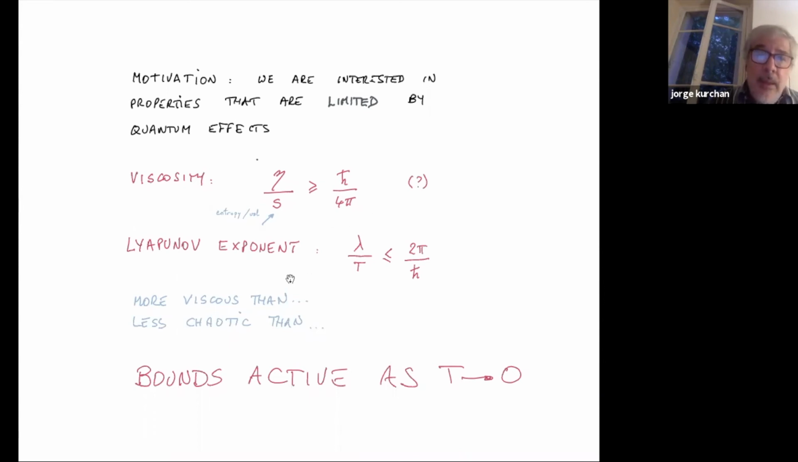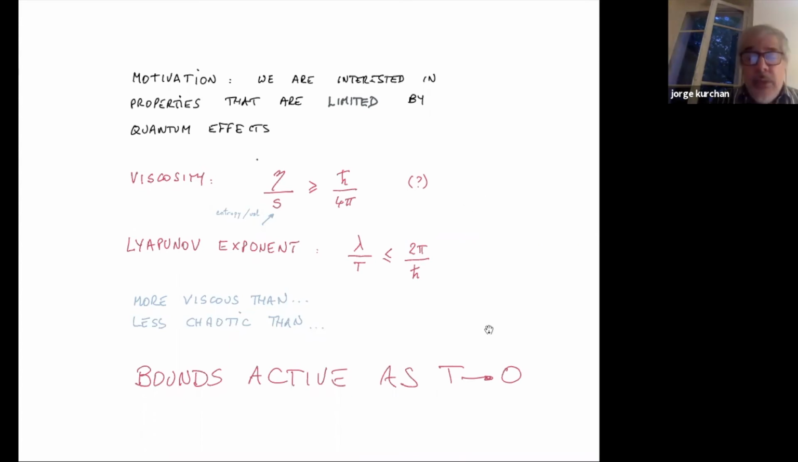More recently, there was this bound on the Lyapunov exponent, which was defined on the basis of a definition that was introduced by Larkin and Ovchinnikov many years ago. And Maldacena, Shenker, and Stanford proved this bound, so that the Lyapunov exponent divided by the temperature has to be smaller than something. I must say that the first bound, I don't know what its status is. The second one is proven. The first one, I don't know exactly to what level of certitude there is.